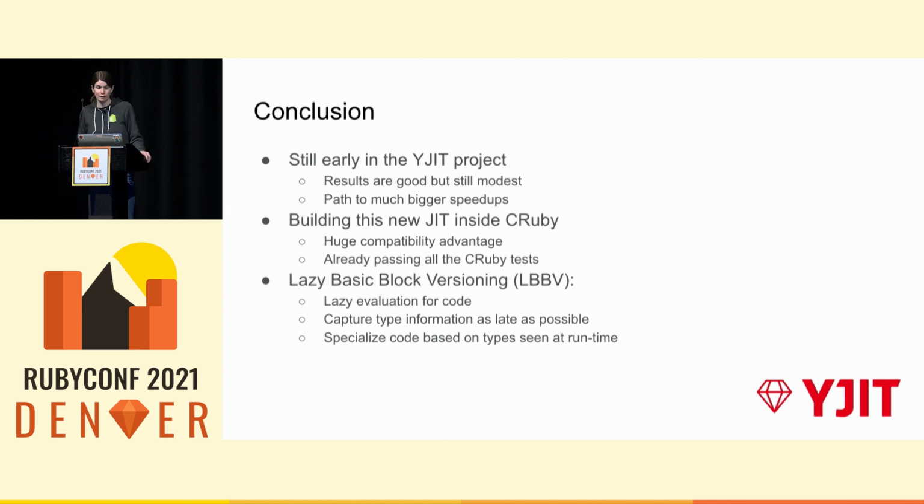In conclusion, still pretty early in the YJIT project. I think our results are pretty good, but still kind of modest. I think we have a path towards much bigger speedups in the future. We're building YJIT inside of CRuby because there's a huge compatibility advantage, and we're already passing all the CRuby tests. And this compiler is built on a technique called lazy basic block versioning, which is kind of like lazy evaluation for code that specializes code based on the types that you're seeing at runtime.